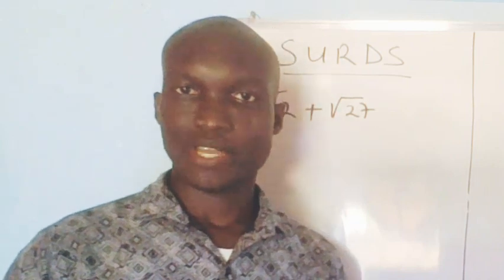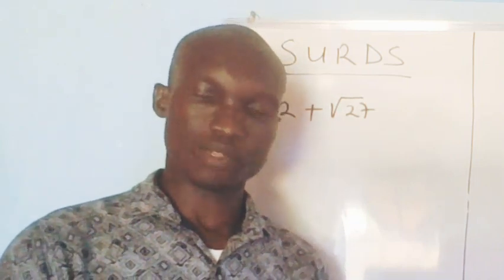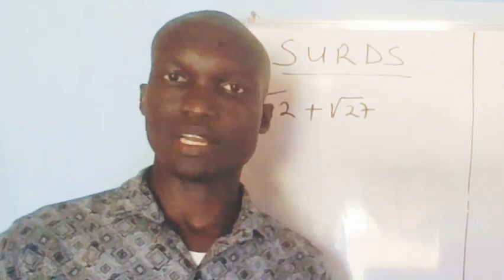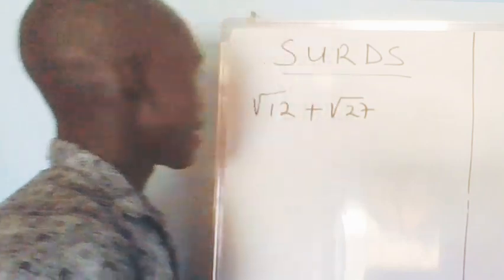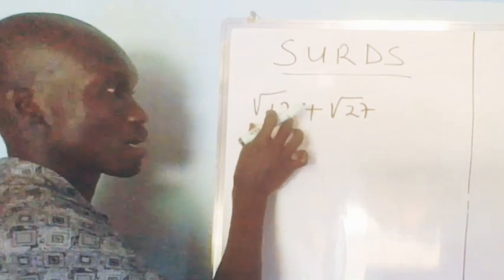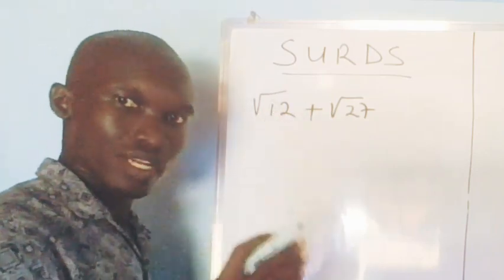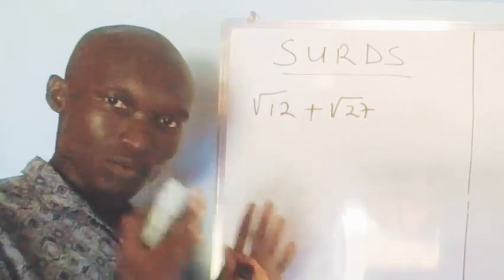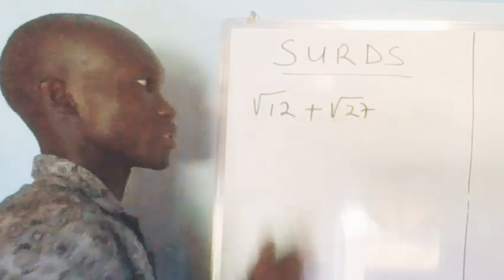Now let's look at how we can add surds. We looked at multiplication, we looked at division. Now let's see how we can add surds. We are given a number root 12 plus root 27. We express this as a surd. We come up with two numbers, the first one has to be a number whose square root we can find. The same thing with this one.